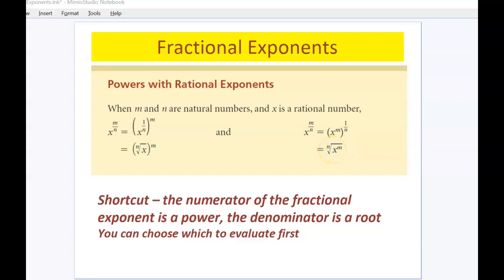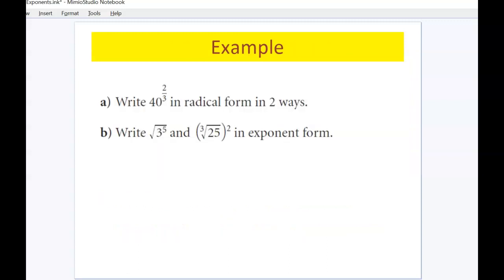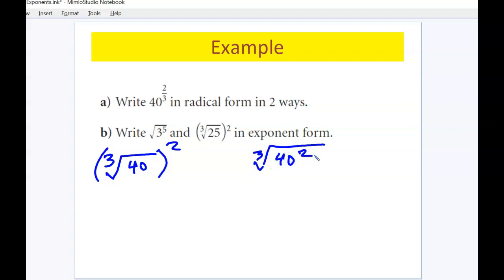We have two options. Usually, with this method, we're dealing with smaller numbers and it might be a little bit easier for some of you. So let's write in radical form in two ways. Okay, so in part A, I want to rewrite this. So this really means the cube root of 40 all squared. So that would be the first method. Or this also means the cube root of 40 squared.